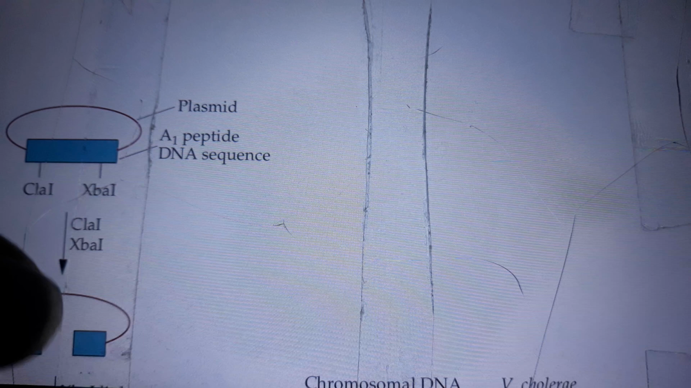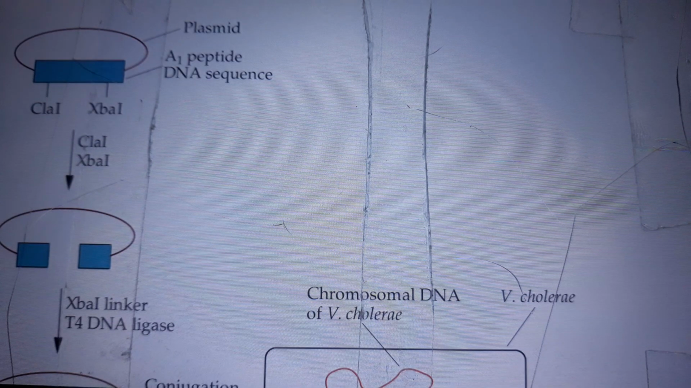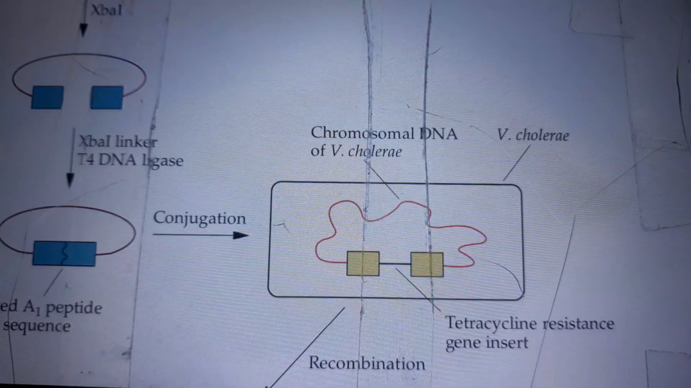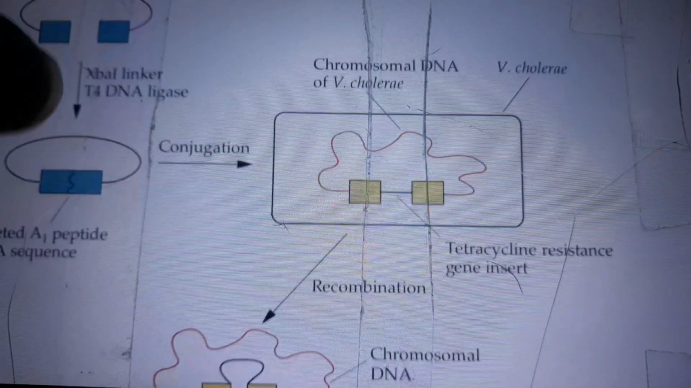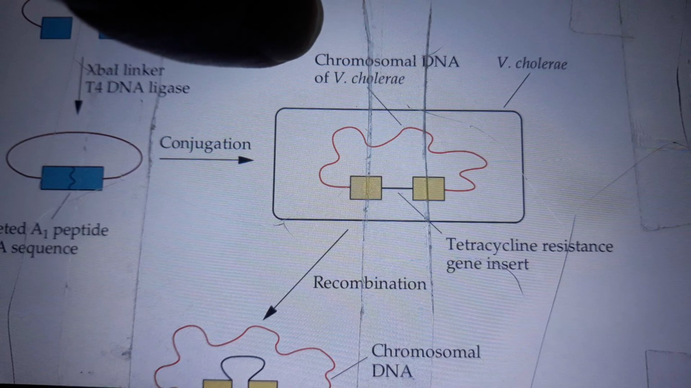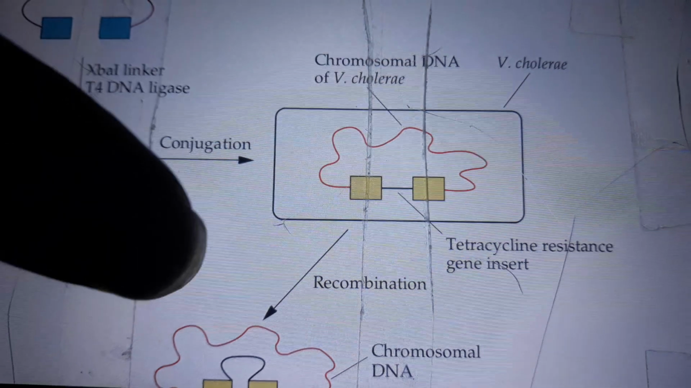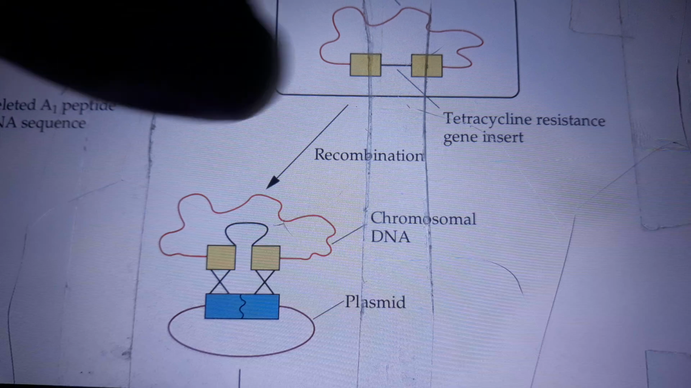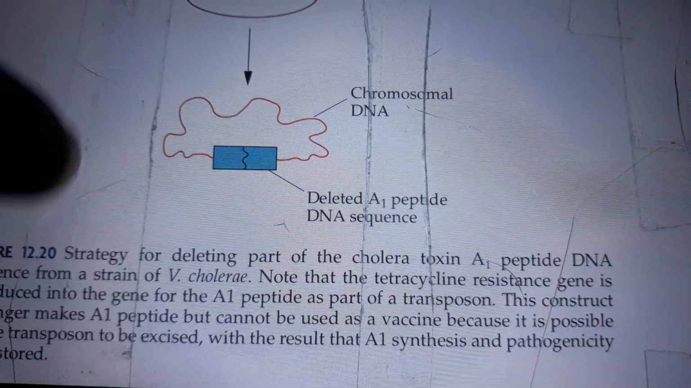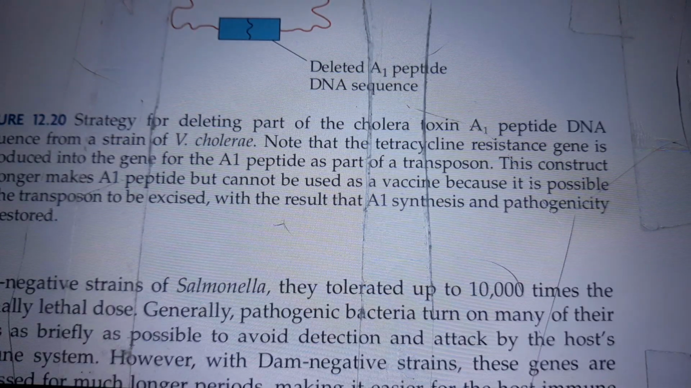Have a look at the illustration from the top below. Plasmid, A1 peptide DNA sequence, given ClaI, XbaI, to a combination of that going to XbaI, linker, T4 DNA ligase, to the deleted A1 peptide DNA sequence. There's a conjugation which gives chromosomal DNA of V. cholerae. The combination then gives tetracycline resistance gene insert, recombination, chromosomal DNA, plasmid, chromosomal DNA, deleted A1 peptide DNA sequence. Right? Note and make points.